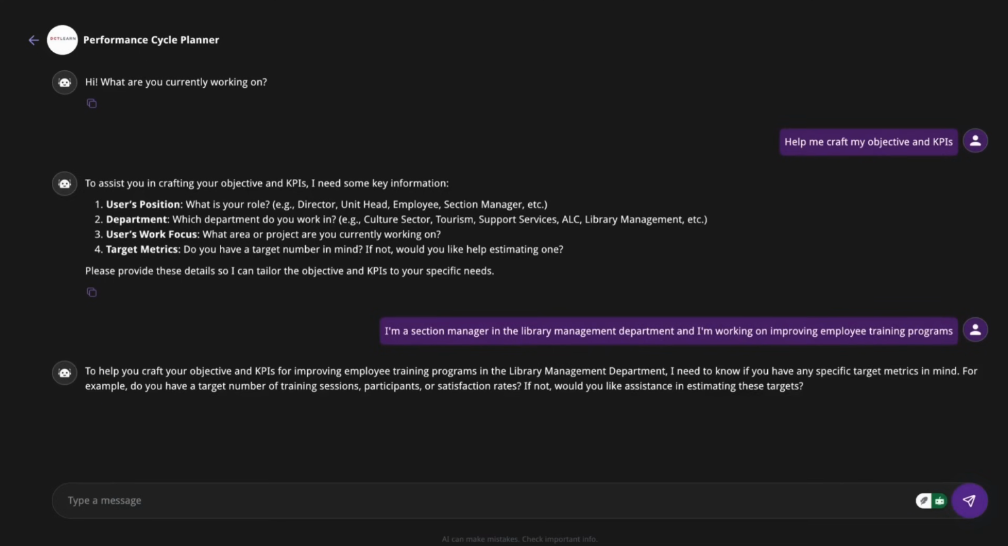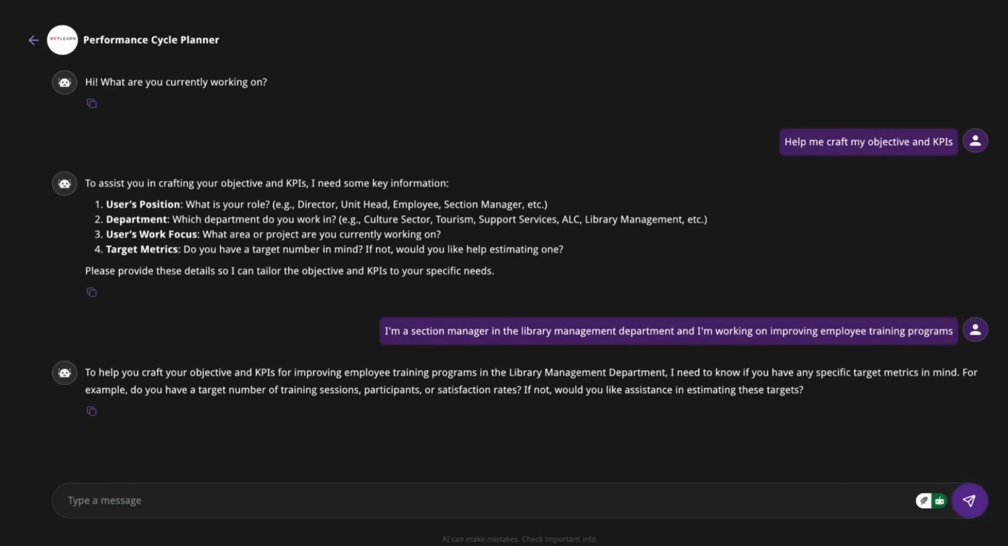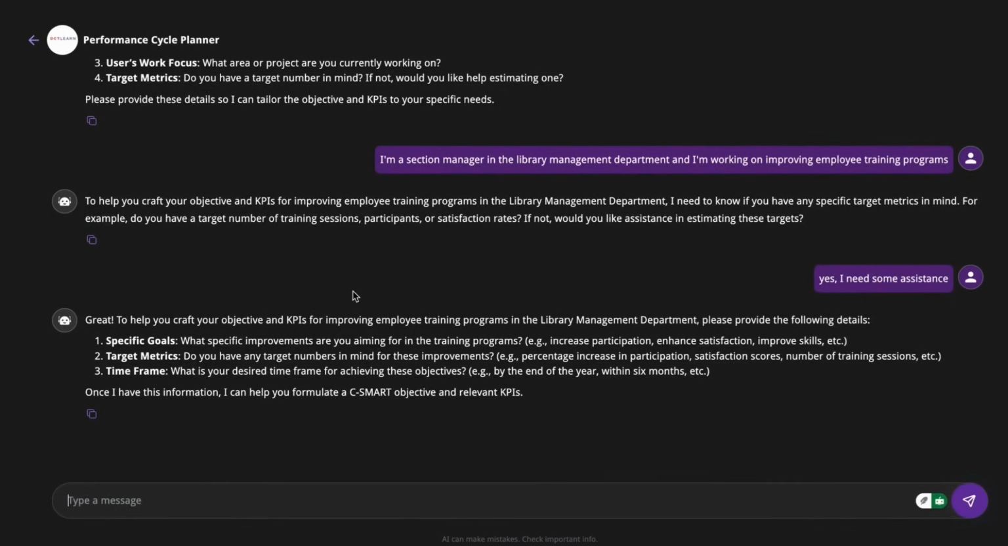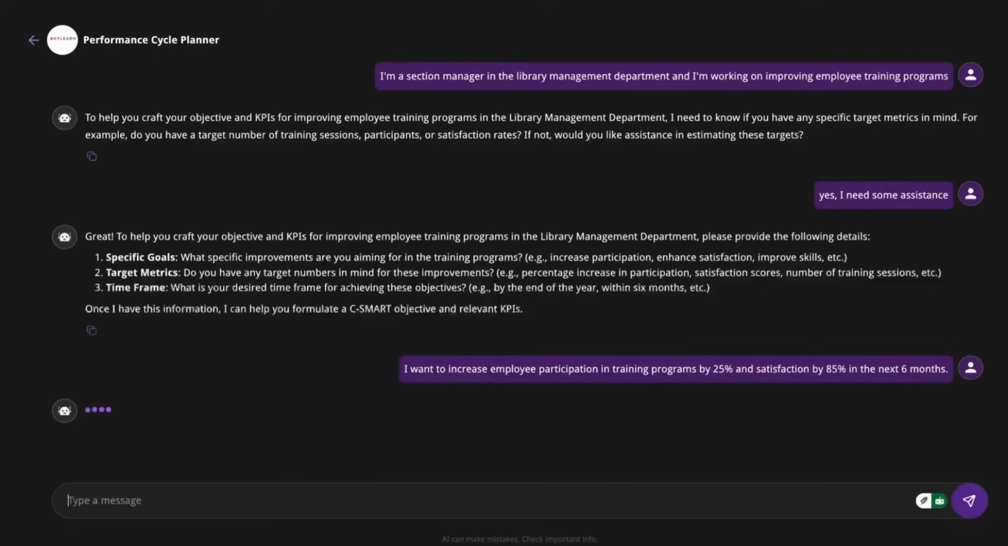The AI coach then asks if we have specific target metrics in mind, such as the number of training sessions and participants. Since we're unsure, we ask for assistance. In response, the AI coach guides us by requesting additional details, so we specify that we aim to increase participation in training programs by 25% and satisfaction by 85% in the next 6 months.